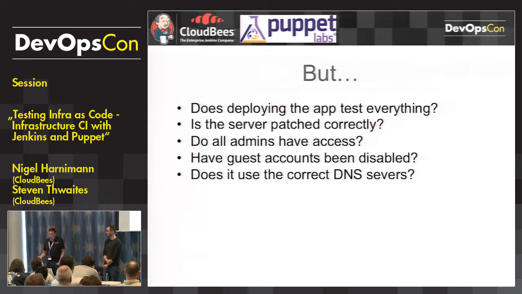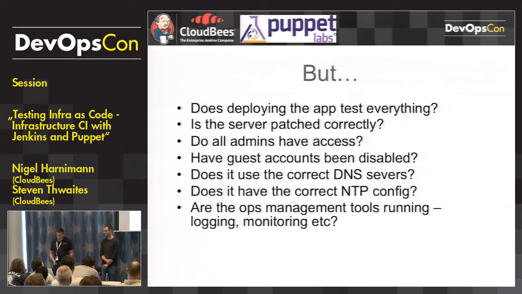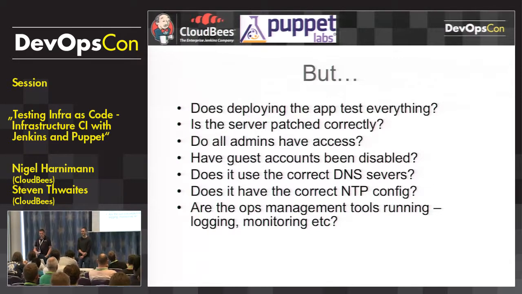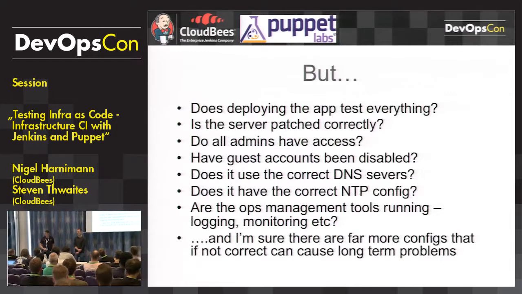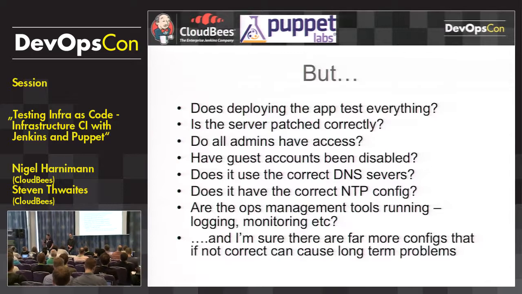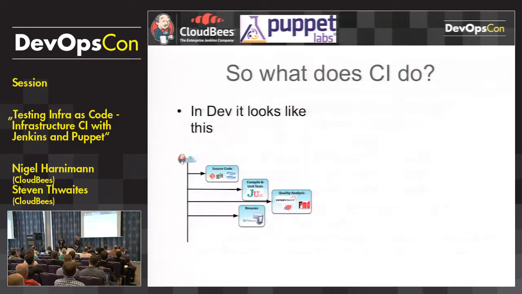Did I configure DNS correctly? What about NTP? Have I got time drift occurring? Have I got my management tools running? You don't want to find out they're not running when you've got an incident and you're trying to investigate. And there's bound to be lots of other things that don't crop up immediately. The app looks like it's running, it's all good. But actually, you've got a problem behind the scenes.